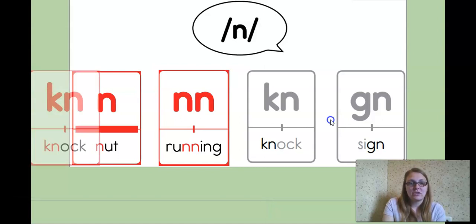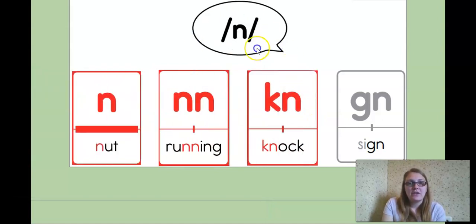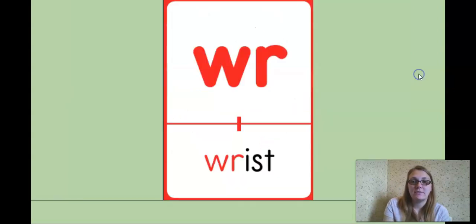So adding that to our chart, for the N sound, most of the time it will be a single N. Sometimes it will be a double N. And now we know that sometimes it will be a KN. So if you see KN together, you'll know that is an N sound.